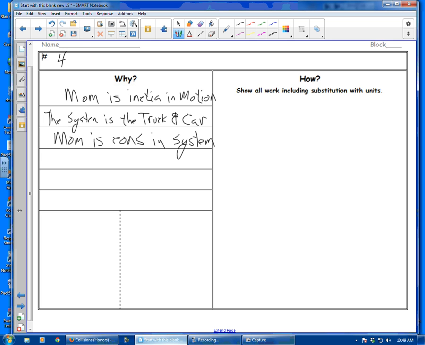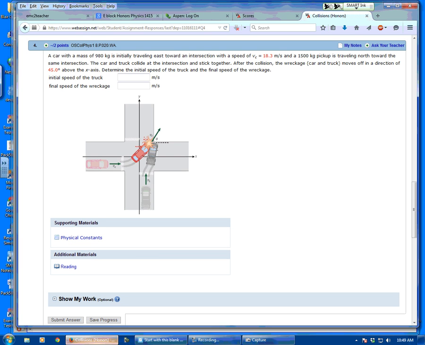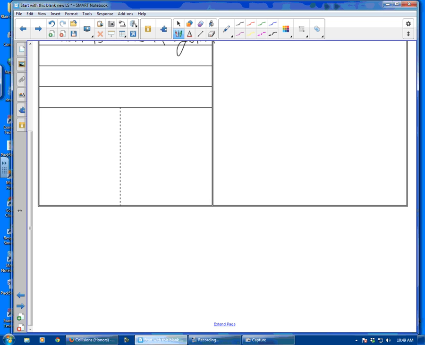So, let's see. Car is coming from the east, moving east. Truck is moving north. Okay, so remember, don't be intimidated by my awesome drawing ability. Momentum of the truck, momentum of the car, they join together and have momentum of the truck car in that direction. And this is my truck car.